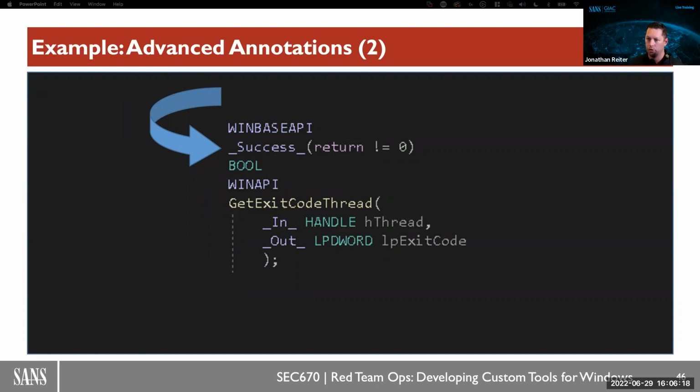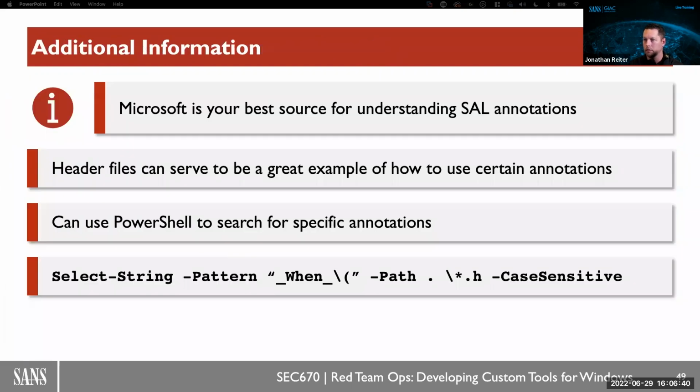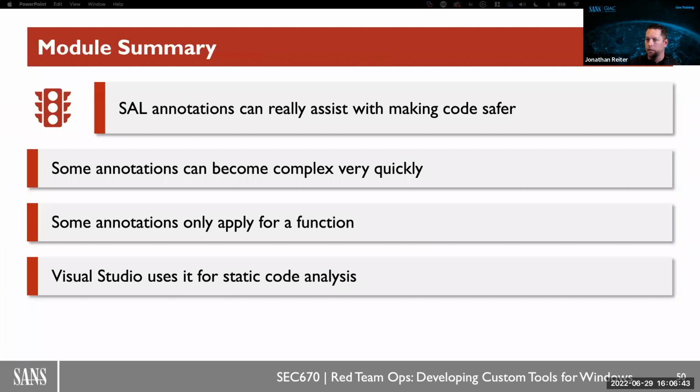IDE, Visual Studio. We also have one that can dictate what success might look like for a function. And this is one more example of how internally Microsoft uses SAL annotations, and this one being outwrite bytes to, and it's optional, outwrite bytes to. Okay, cool.